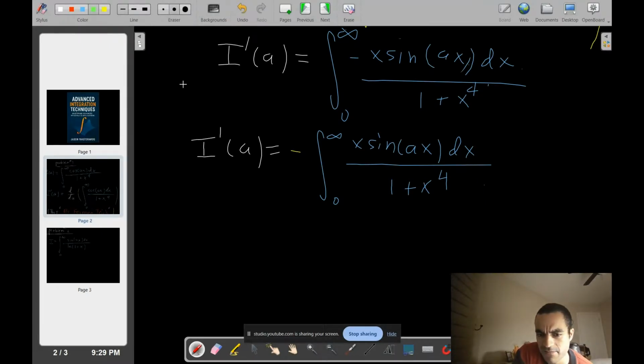I know everyone's getting intimidated by this: x sin(ax) over 1 plus x to the 4. How do you integrate that? Again, we can't integrate that because there are no elementary methods that will work. Even complex methods, advanced methods won't work either. If you were to use some other method outside Feynman trick, it won't work. So we have to keep using Feynman trick until we're able to integrate the function.